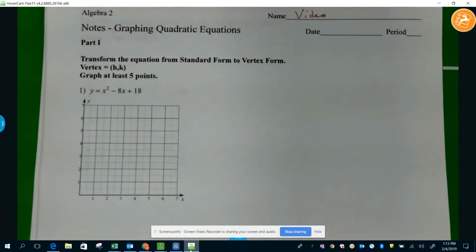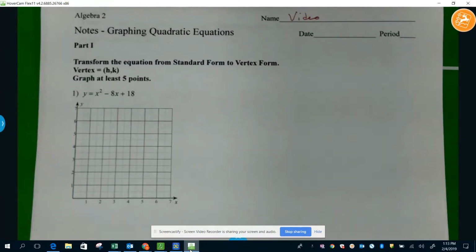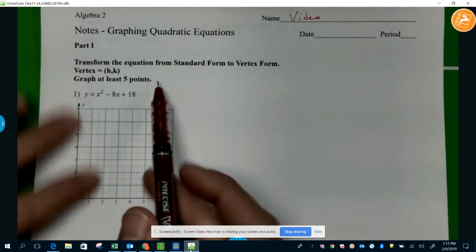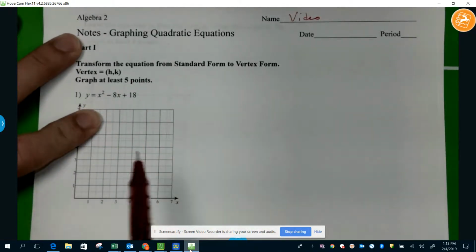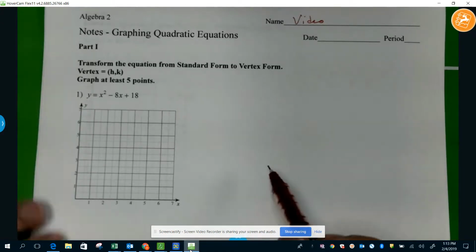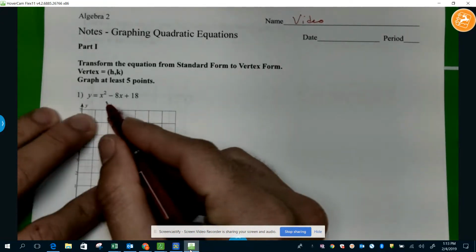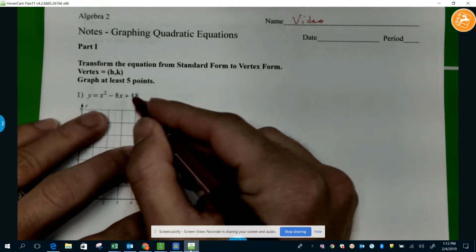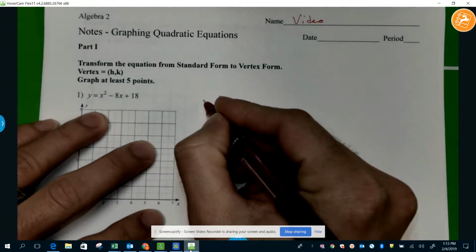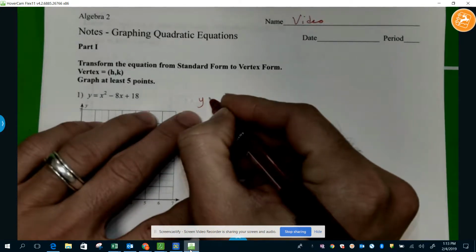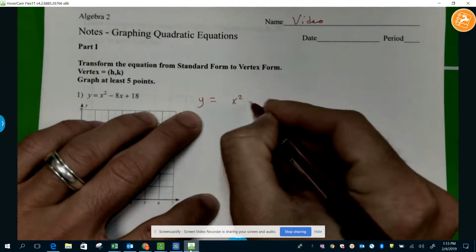Okay, today we're looking at graphing quadratic equations. So if you read the notes here, it says we need to transform the equation from standard form to vertex form, which is just what we've been doing the last couple of days, and then we're going to transfer that onto the graph. So the first thing we want to do is transform the standard equation into vertex form. So y equals, we've got x squared minus 8x.